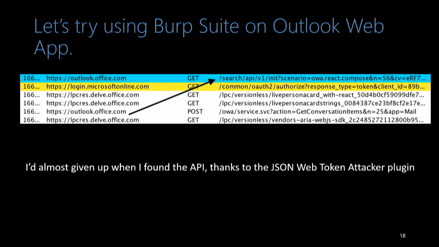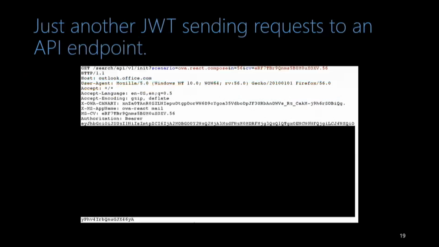So let's have a look at this JWT token that Outlook was using at that moment. At first sight, it seems that this is just another JWT sending a request to an API endpoint that has no use to me. It seems that this is just searching for something, and I don't know what it does, to be honest. But then I used that plugin to take a closer look at the JWT header, payload, and the signature parts.